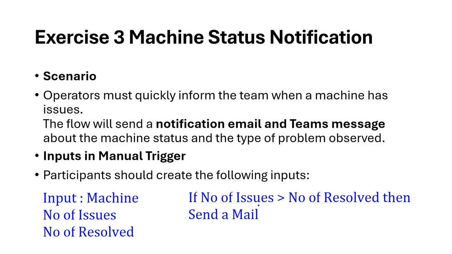So just send a mail. Content is your wish. Mail content is your wish. But I want the machine name, number of issues, number resolved. We'll use some formula also on this. First you try this. Three inputs: one is the machine name, second is number of issues, third is number of issues resolved. And you have to write a condition: if number of issues is greater than number resolved, then send a mail. Just try this.